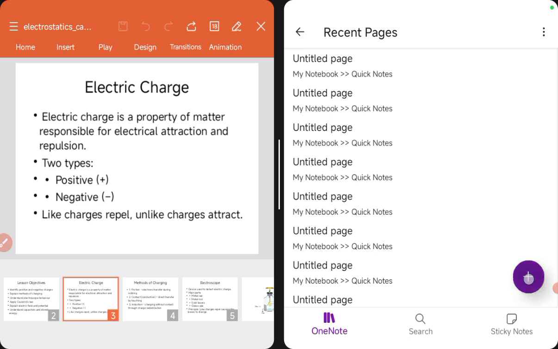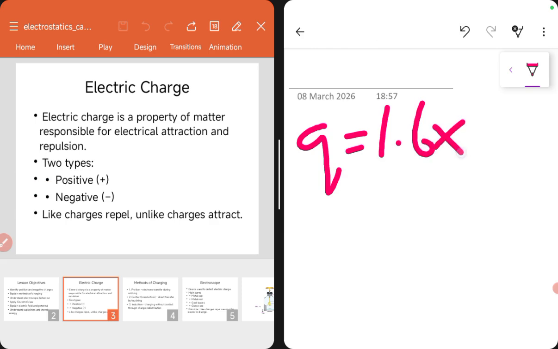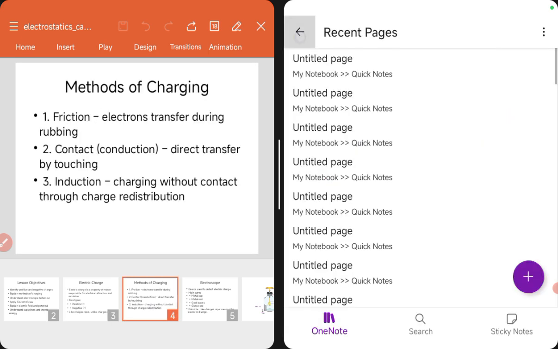Now, the charge of an electron, very, very important. Let's call it Q, is equal to 1.6 times 10 to the power of minus 19 coulomb, though sometimes it's given. So the charge of an electron is 1.6 times 10 to the power of minus 19 coulomb, and it is the smallest free charge in nature. Now, the next thing is that we'll be looking at methods of charging a body. Charges are very, very important. We have the positive charge, we have the negative charge. So we need to know the methods of charging a body.